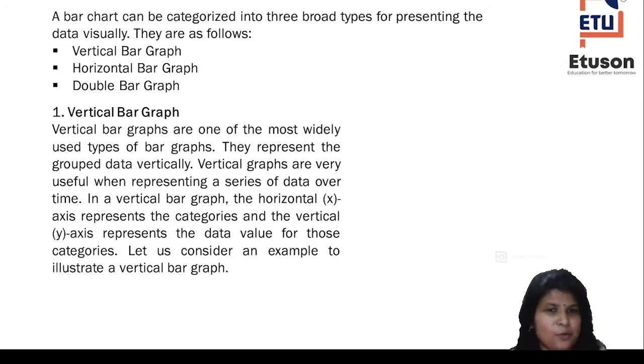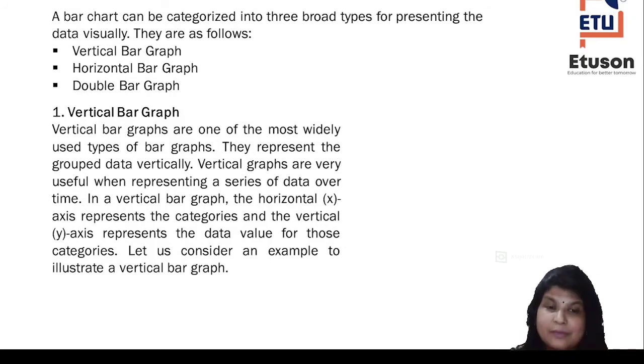Vertical bar graphs are one of the most widely used types of bar graphs. They represent the grouped data vertically. Vertical graphs are very useful when representing a series of data over time. In a vertical bar graph, the horizontal axis represents the categories. Like just now I had drawn one diagram for the number of cars manufactured by the Tata company. In the horizontal axis you had categories, right? Like the different months, January, February, like this, correct? And the vertical axis represents the data values for those categories.